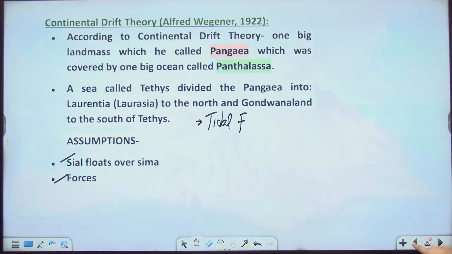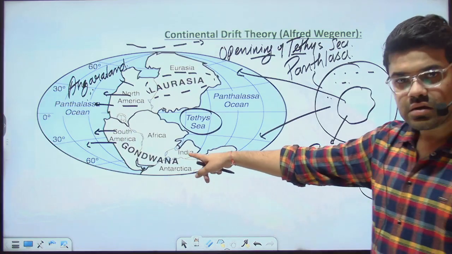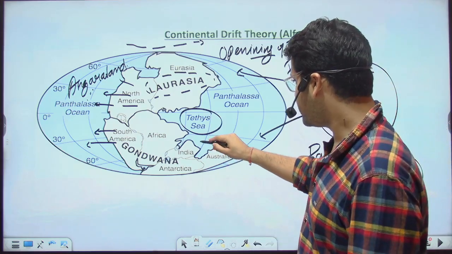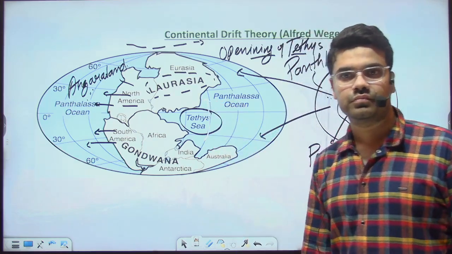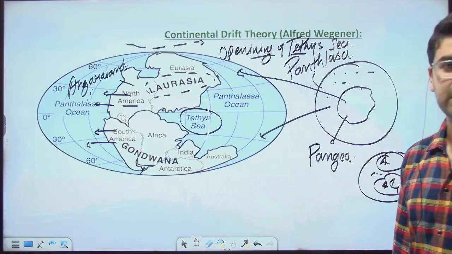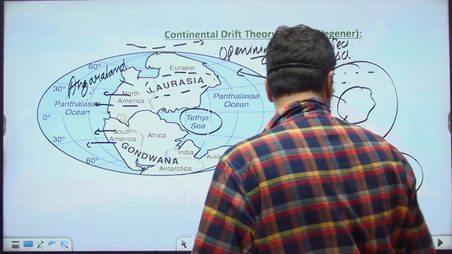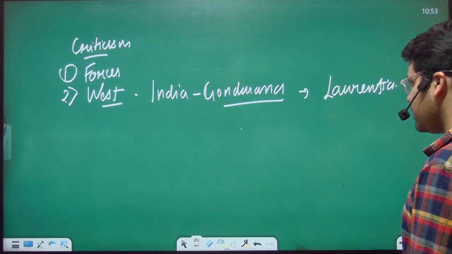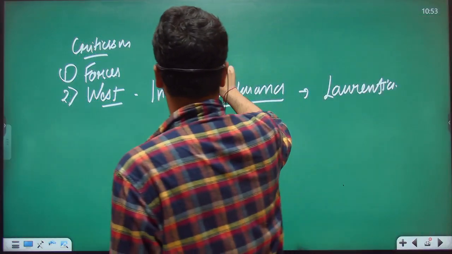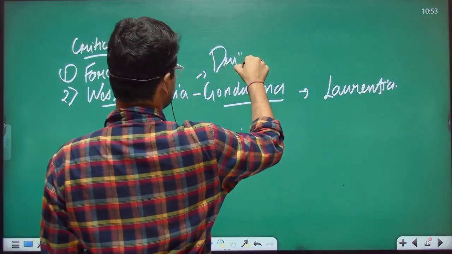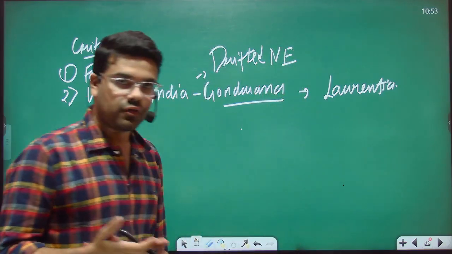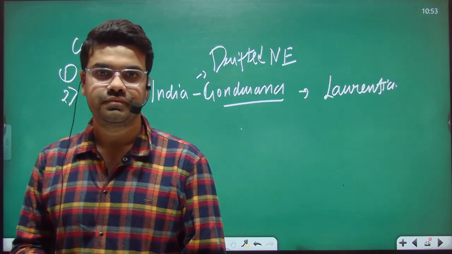Okay, as you can see, India is here, so it should be in the southern hemisphere. How did it come to this part? Alfred Wegener did not have any answer. He said that these continents are drifting westward, but India has drifted in the north-eastern direction. What was the mechanism? He could not explain.